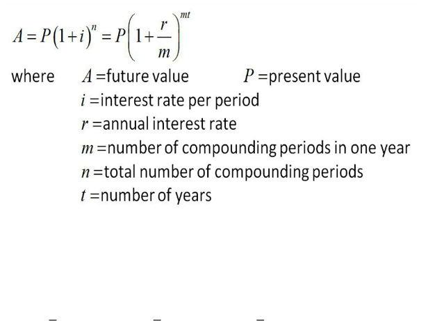Now another way to think about this formula is that the future value is equal to the present value times (1 + r over m), because that is i, the interest rate per period, raised to the m times t, where m is the number of compounding periods in 1 year and t is the number of years. That'll get you the total number of compounding periods for the problem.